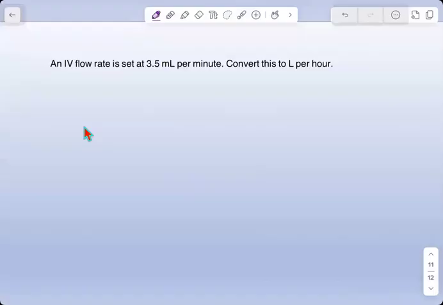Let's do this one. It says an IV flow rate is set at 3.5 milliliters per minute. We're going to convert this to liters per hour. Now, I am going to do this one a little different using a method that uses a little bit of a scientific method, but hopefully you'll be able to follow it through, okay? So I'm going to write it as a fraction, 3.5 milliliters, and I'm going to think of the fraction line where per is. Almost every single one, if it said per something, just put a fraction line where the word per is.